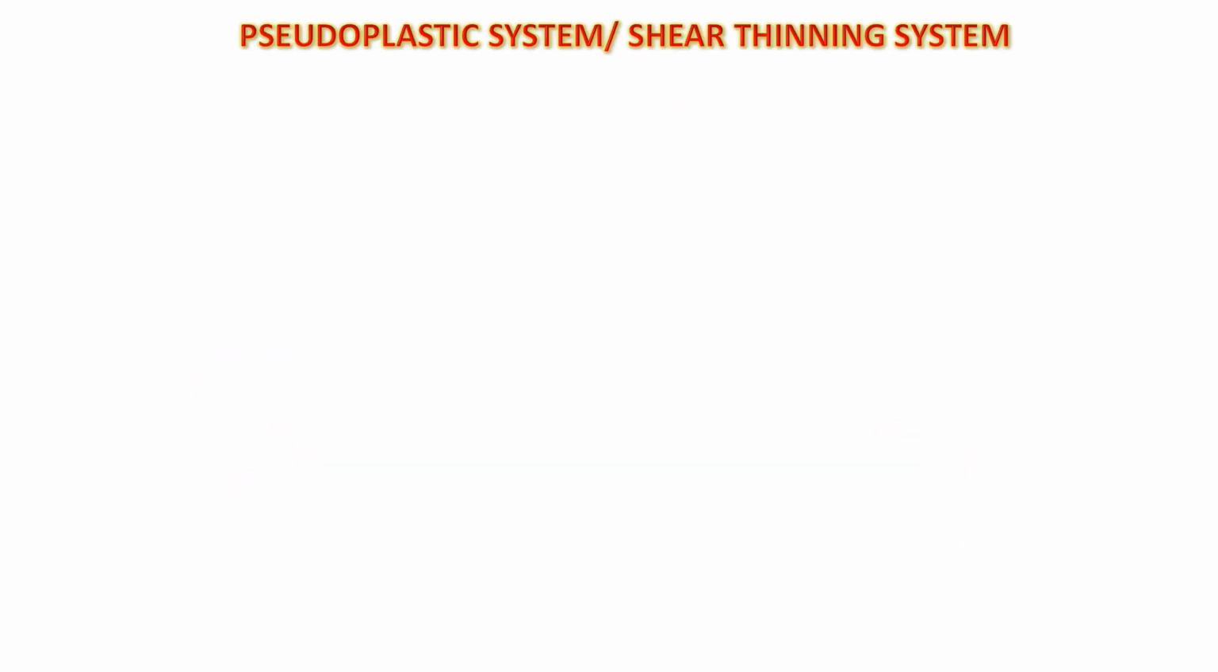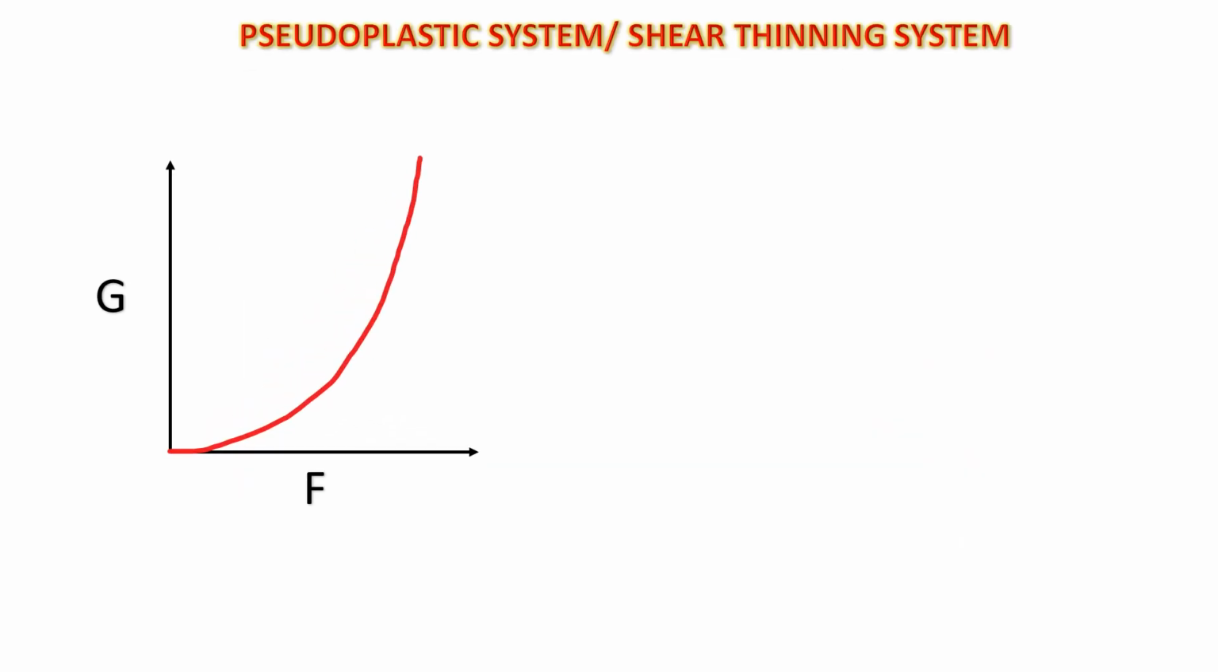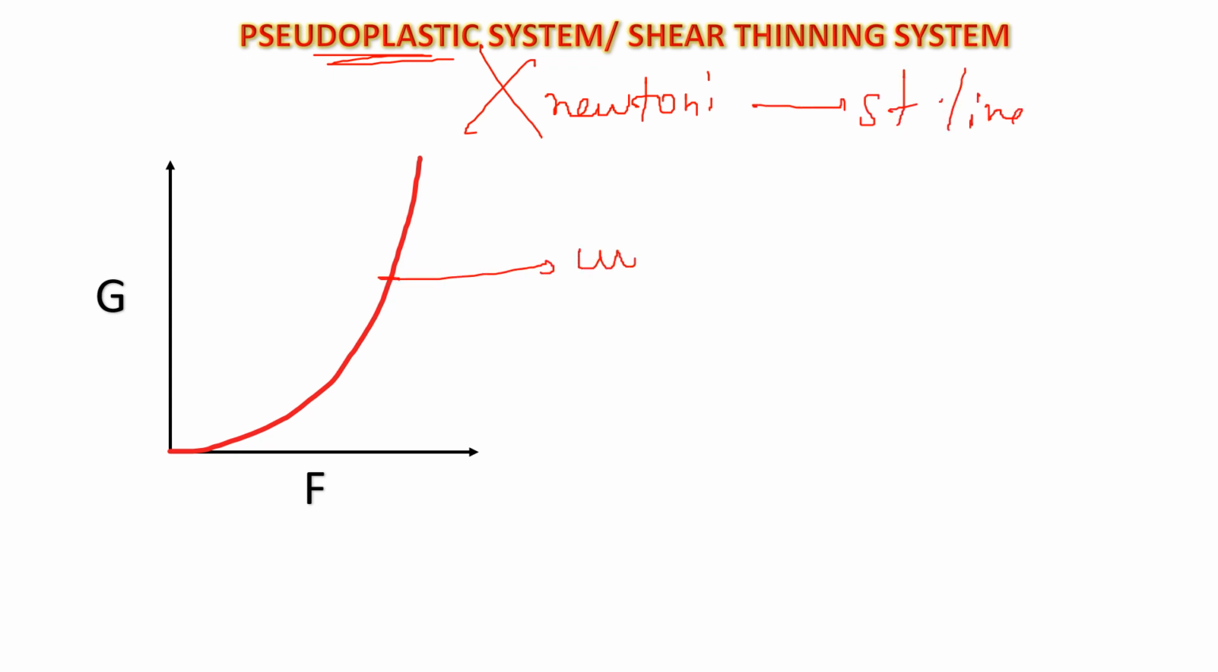Hopefully you got this. Coming on to the graphic representation, this will be the graph. Now it's a pseudoplastic system. It is nowhere a Newtonian system. It doesn't show a Newtonian system. A Newtonian system shows a straight line graph. This is entirely a curve. There is no straight line. No straight line means what? At every point, the slope is different.